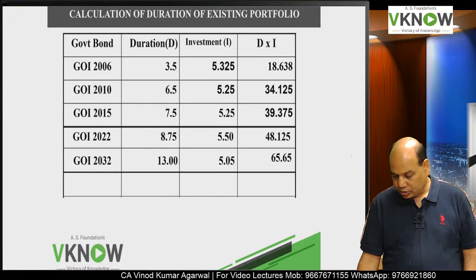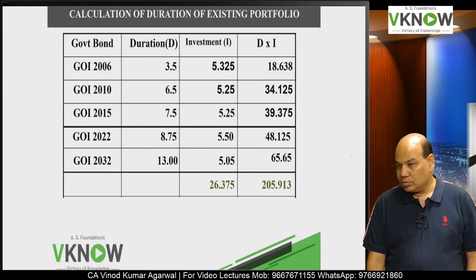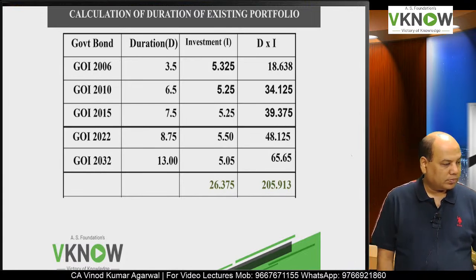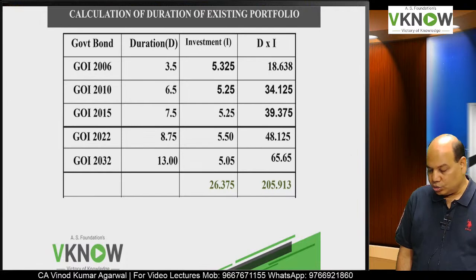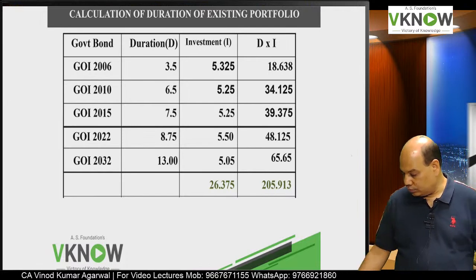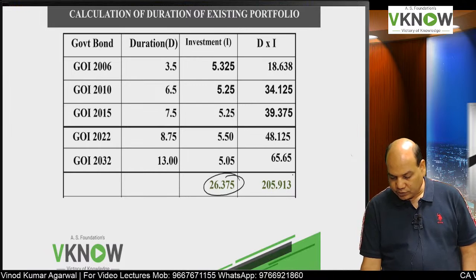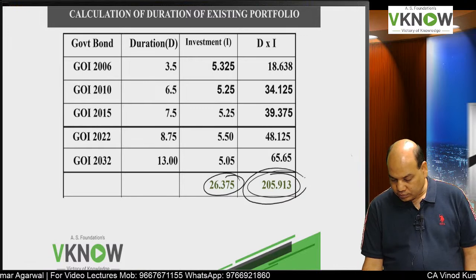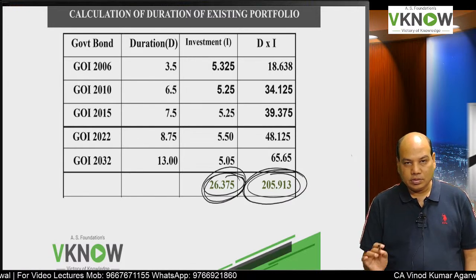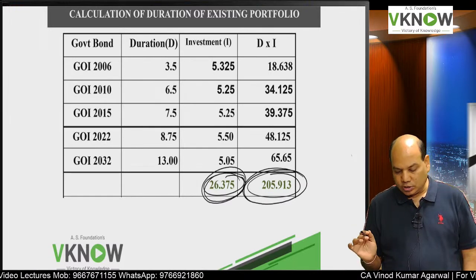Okay. Take the total of the last column, 205.913, and the total of the investment column also, 26.375. Total of this column divided by total investment will give you the weighted average duration.